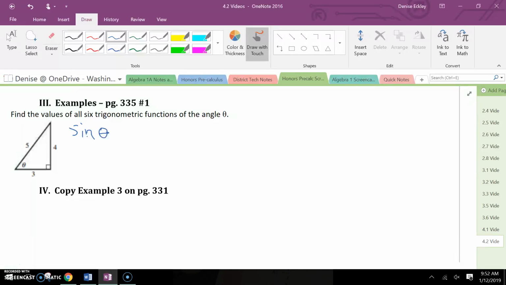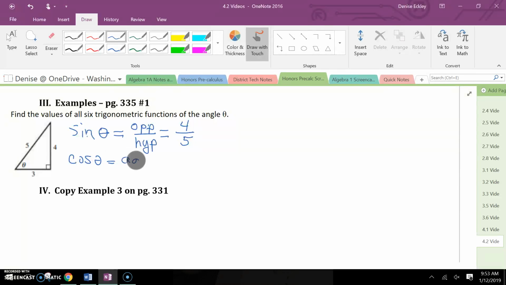Sine of theta is the opposite side divided by the hypotenuse. So the opposite side of theta, across from theta, is 4, and the hypotenuse of the triangle is 5. Then there's cosine of theta.